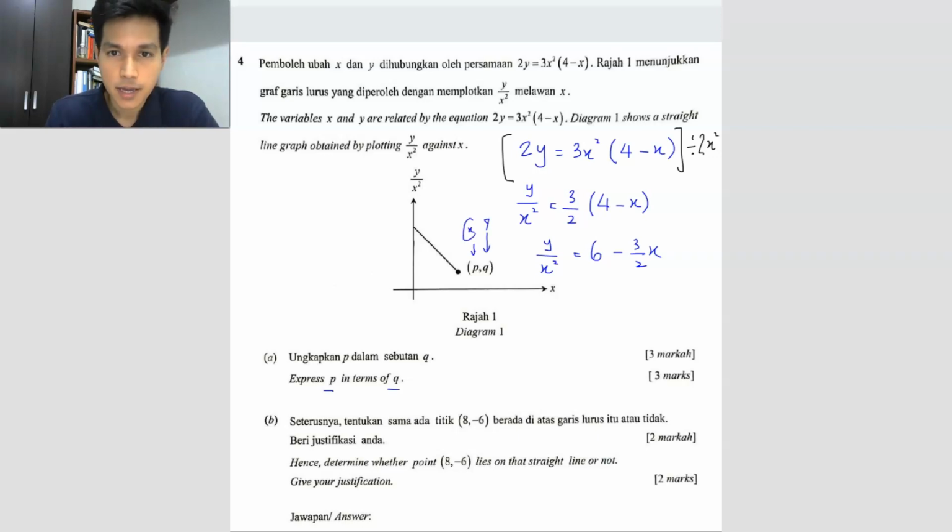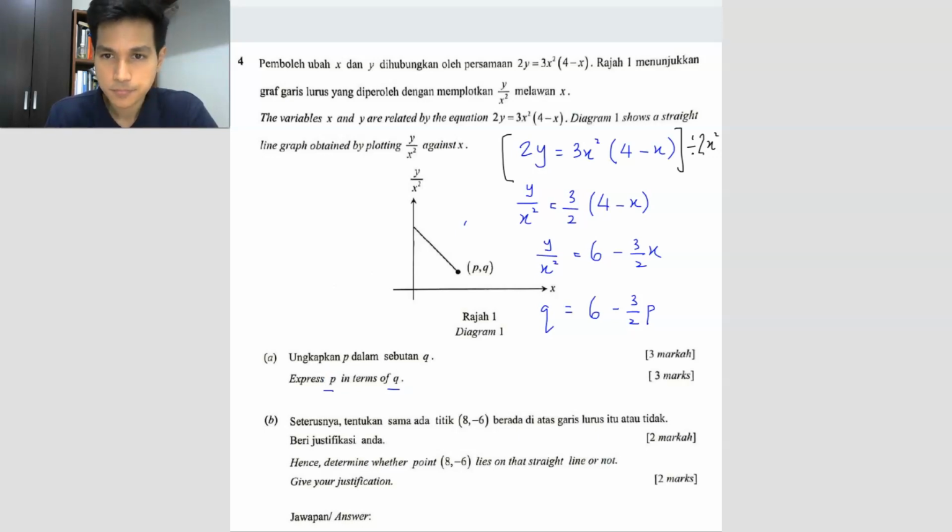Why? Because x is correct, since here is the x-axis, so this value here is x. But this p value is not the y value, it is y over x squared. So when you substitute, you substitute into the y over x squared part of the equation. So this whole thing here becomes q. So q equals 6 minus 3 over 2 x. And x is not x, x is p. Okay, clear? Now you have to rearrange such that you get p in terms of q.